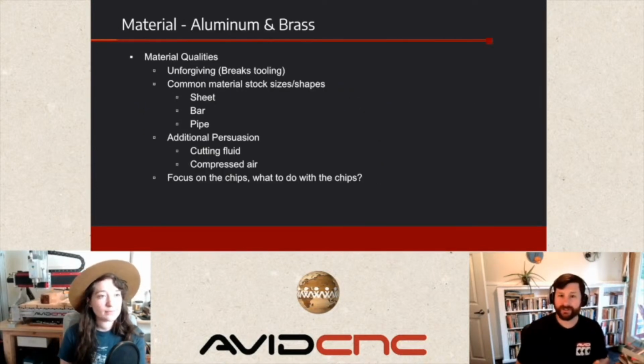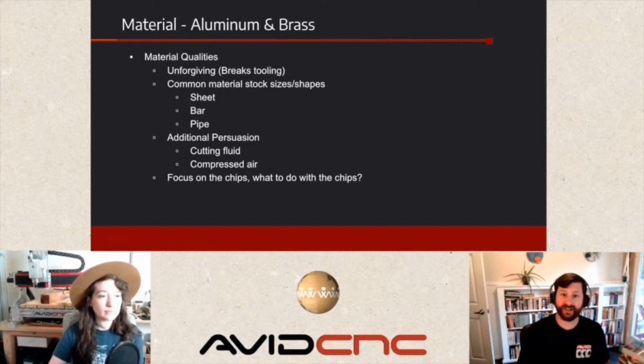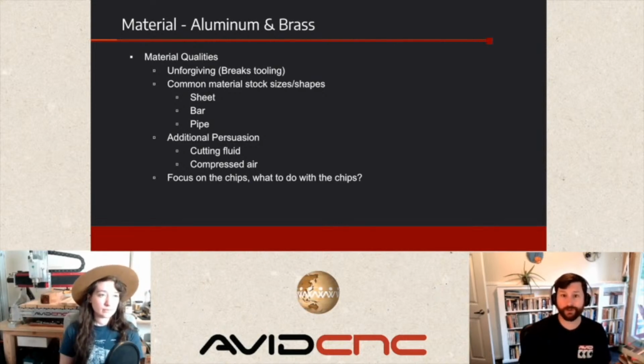So let's talk about some of these fixed variables like the material. So we're targeting aluminum and brass here. And so let's really analyze those qualities. And so this is an unforgiving material. And I call it unforgiving because if you don't program it correctly, your likelihood of damaging your tooling or your workpiece is higher than a more forgiving material like MDF or plywood or even some types of plastics, where we're not necessarily going to experience tool breakage if we program it wrong. We're just going to see a reduction in cut quality.